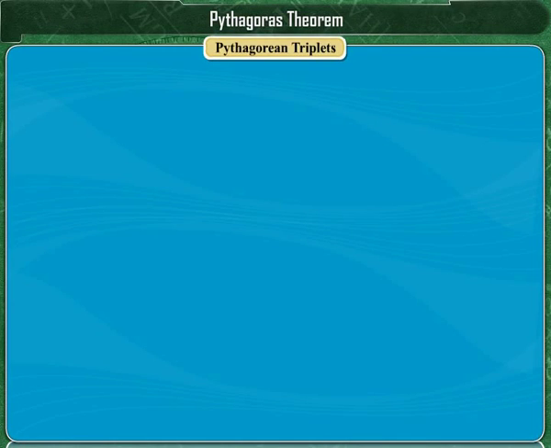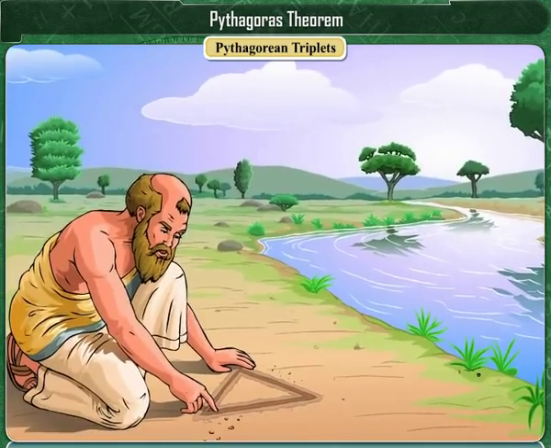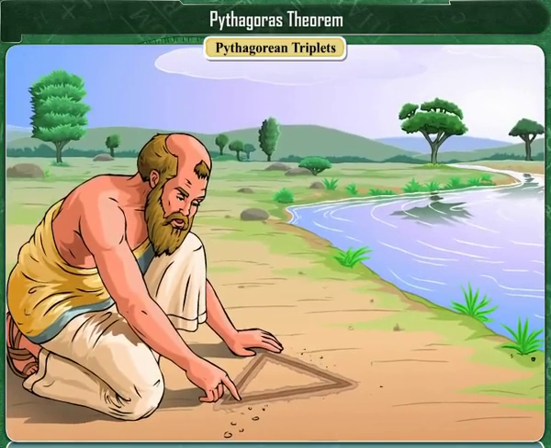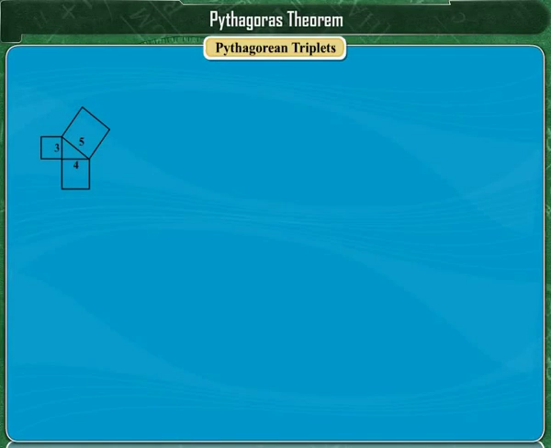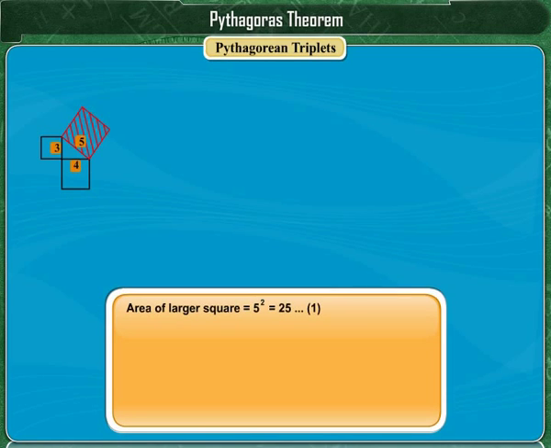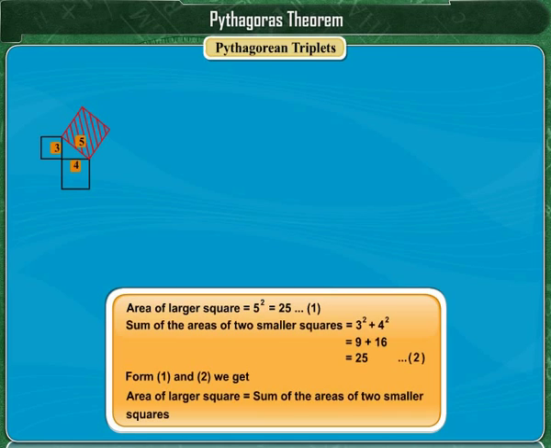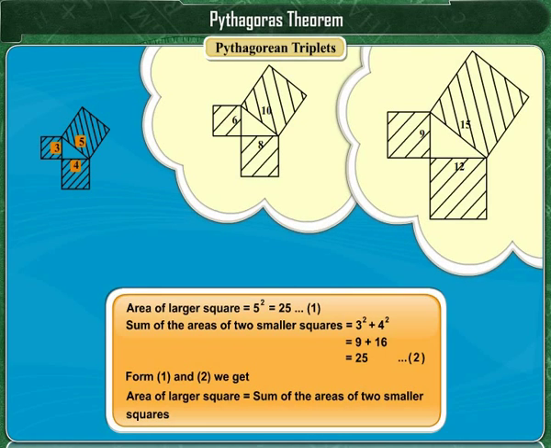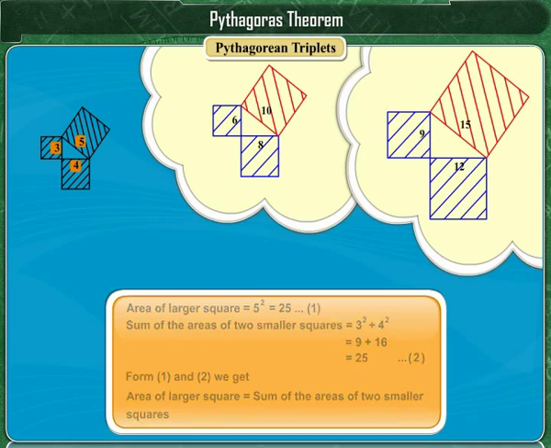Pythagorean triplets. There is one interesting fact you all would like to know. One day, when Pythagoras was drawing in the sand with a stick, he found that if he drew the squares on the sides of a right-angled triangle with sides 3, 4, and 5, the area of the larger square was equal to the sum of the areas of two smaller squares. He tried this with different right-angled triangles and found this true with them also.